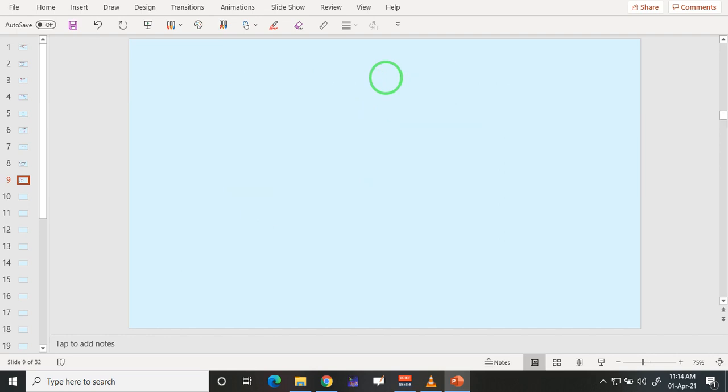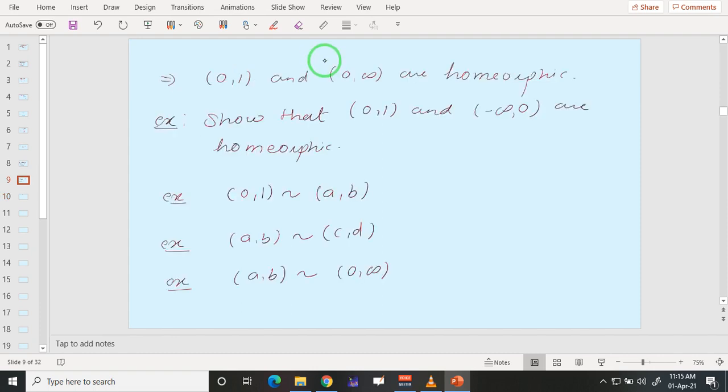And finally, we can prove that the open interval minus 1 to 1 is homeomorphic to R. Okay. Sometimes we write these two lines. So in all these cases, you define a function f, which is a bijective function. f is continuous. f inverse is continuous. So this is all about homeomorphism over here.